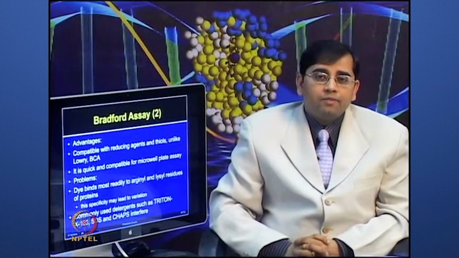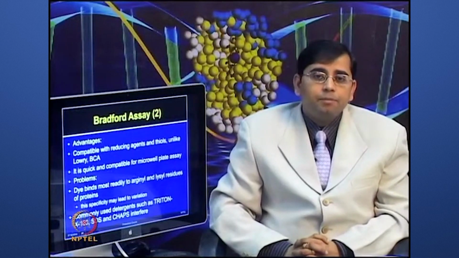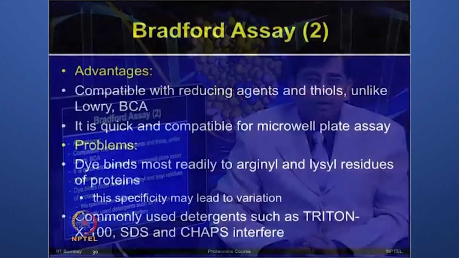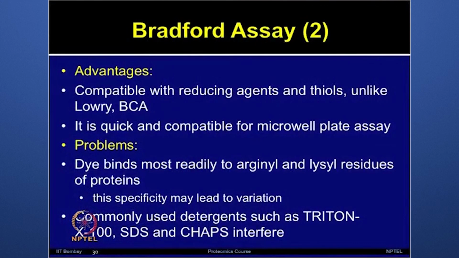The Bradford assay has various advantages as compared to the Lowry or BCA method, because it is compatible with reducing agents and thiols, which was not the case when we talked earlier about the Lowry method and BCA method. This method is also very quick, and it is compatible with micro well plate assays, which can be performed in the 96 well format.